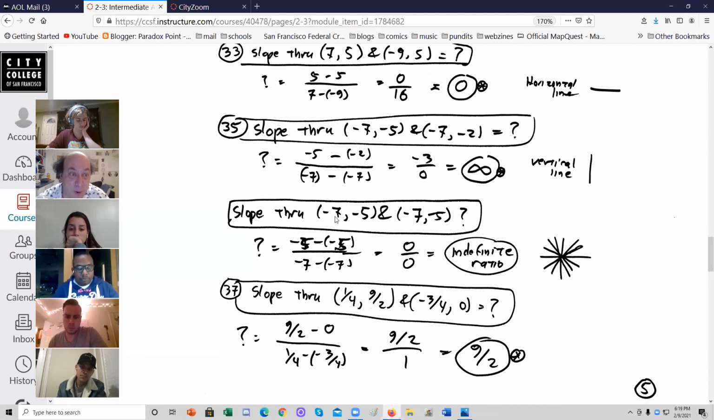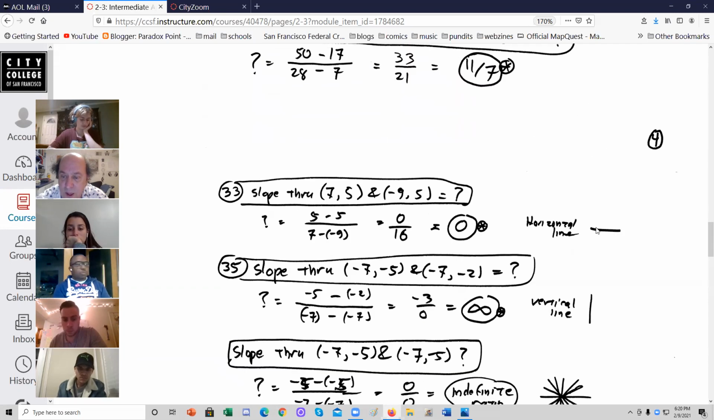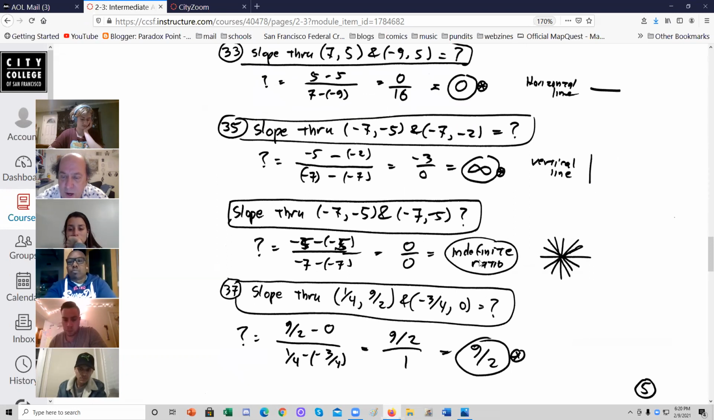Now here I'm going to pull this, stretch this a little bit. Find the slope through the same point. (-7, -5) and the same point (-7, -5). Well then, in the numerator you have -5 minus -5 here, and the denominator, -7 minus -7 here. That's 0 divided by 0. And 0 over 0 is the indeterminate ratio. It could be anything, which makes sense because you could draw any line with any slope through the same point twice. So 0 slope, horizontal line; infinite slope, vertical line; indeterminate slope, well, it could be anything because it's pivoting through the same point twice.